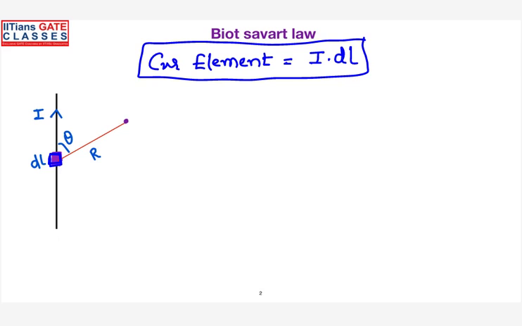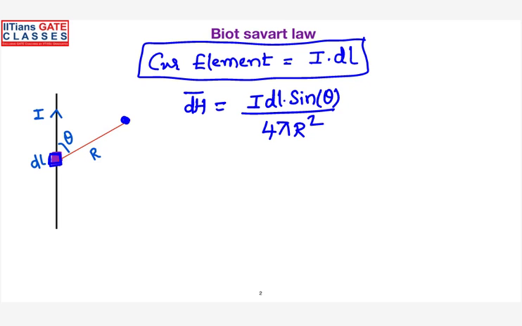Now what the Biot-Savart law says: the differential magnetic field intensity at this position is equal to the current element times sine of the angle, divided by 4 pi r squared. So it is directly proportional to the current passing through this element and inversely proportional to the square of the distance between them. This is the differential magnetic field due to the small current element. This magnetic field intensity is basically a vector.